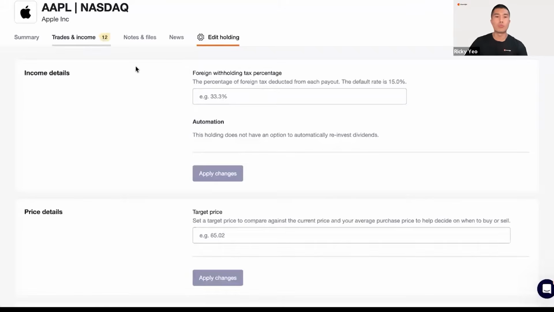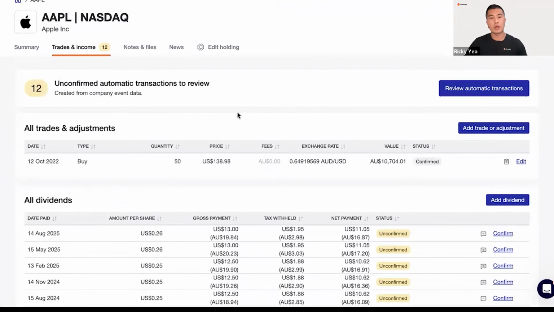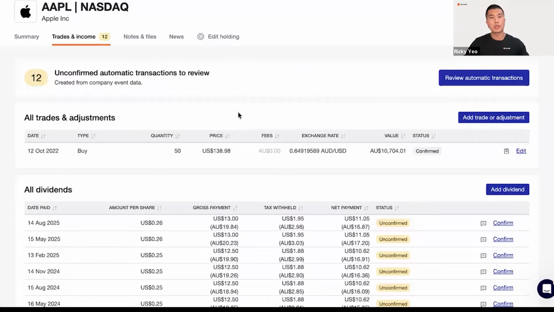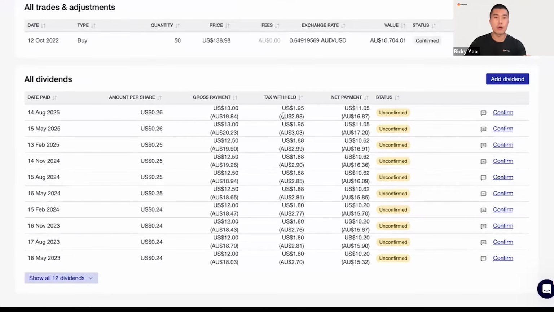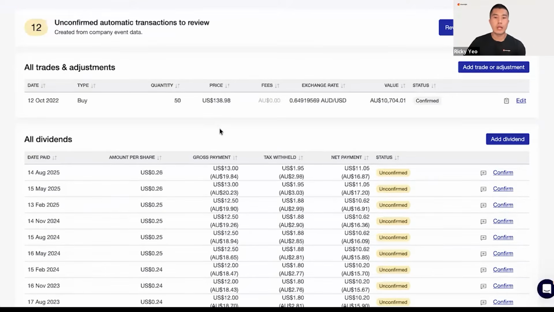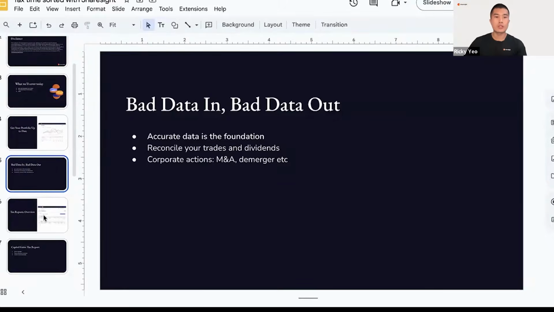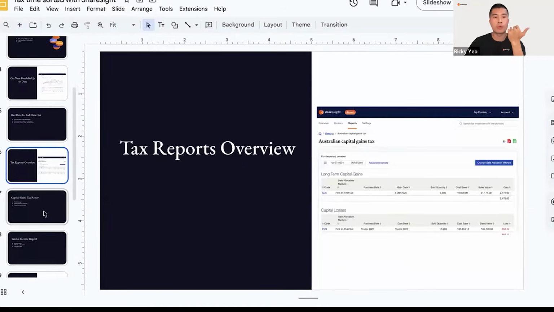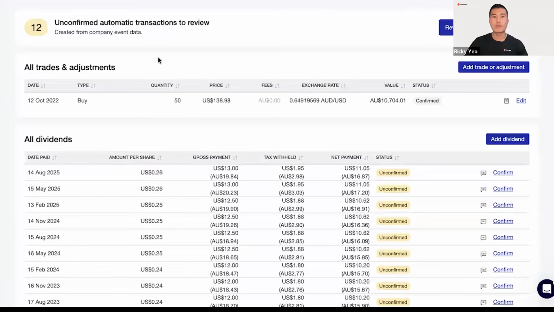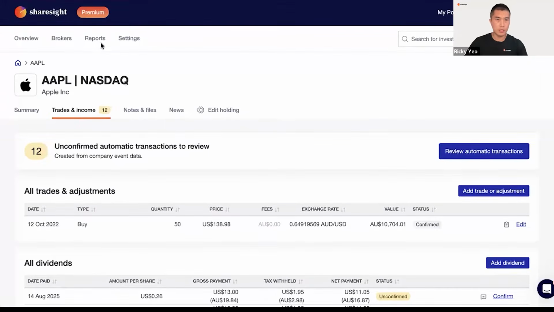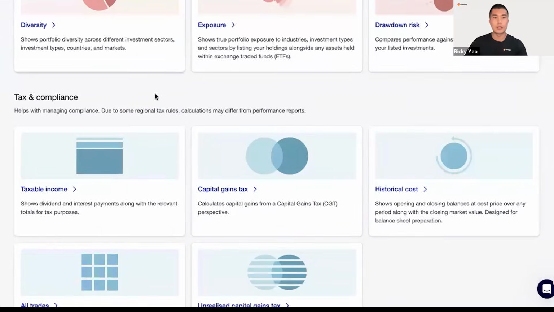And then, yeah, so once you confirm all your buys and sells are correct, all the corporate actions or any off-market transactions are correct, and all your dividends are correct, then you should be able to run your tax report. We have two tax reports. I'll go through the capital gain tax report first, and then the taxable income report. You can find all these reports in the reports tab under tax and compliance.